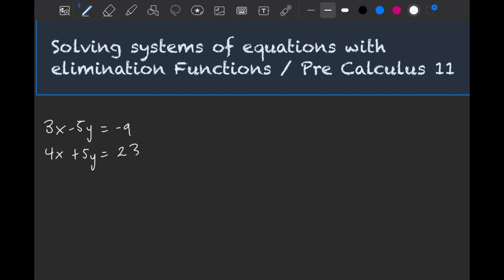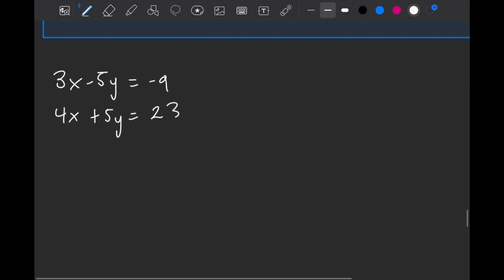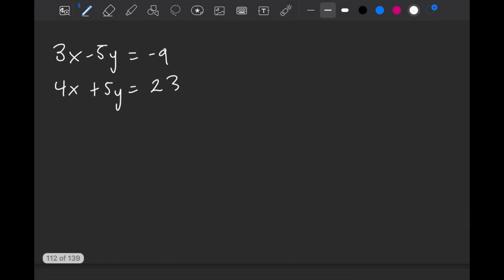All right, now let's talk about solving systems of equations using the elimination method. Okay, so let's start off with the first example. If you notice, it's a minus 5y and a plus 5y. If we do some addition, we can have this cancel out.